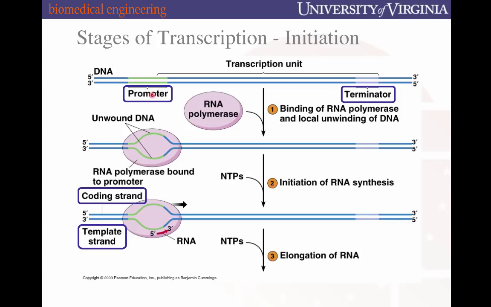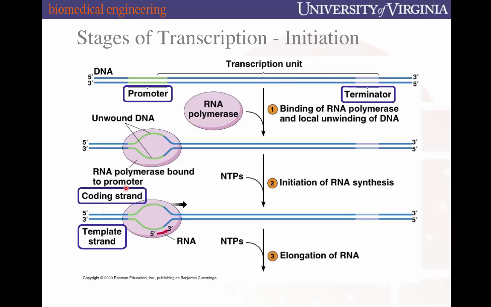Then immediately before the transcription unit, the DNA sequence is the promoter. And immediately after the transcription unit, the DNA sequence is referred to as the terminator or the termination sequence. Together, the promoter and the terminator set the bounds on your transcription unit. And your transcription unit in prokaryotes could be multiple genes versus in eukaryotes, it's a single gene.